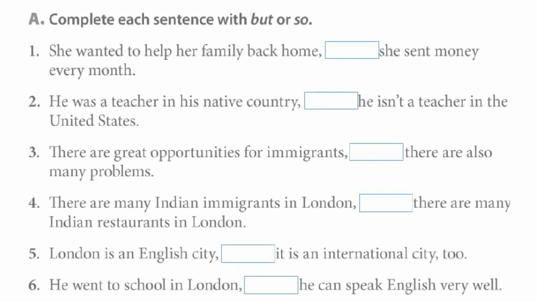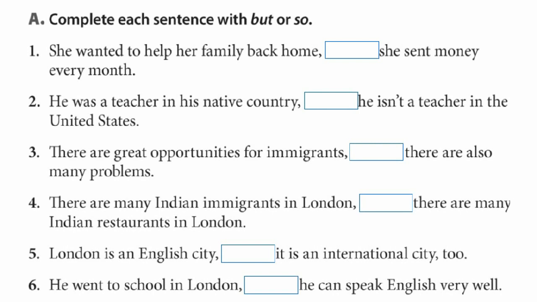Okay, let's practice. We need to complete each sentence with but or so. Number 1. She wanted to help her family back home. She sent money every month. Now here you can see that the second sentence is a result of the first sentence, because she wanted to help her family and therefore she sends money every month. So we use so.